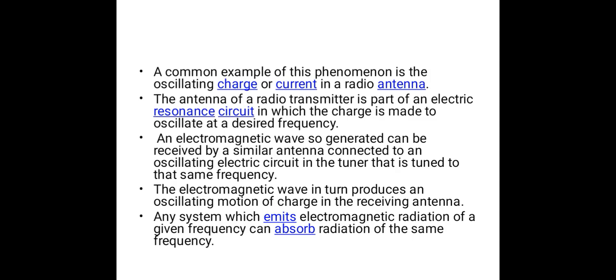The antenna of a radio transmitter is part of an electric resonance circuit in which the charge is made to oscillate at a desired frequency.